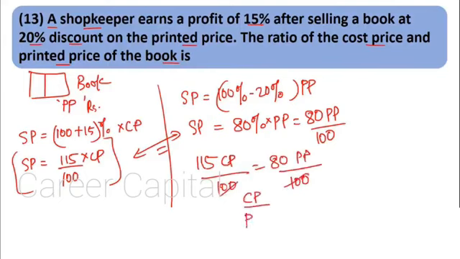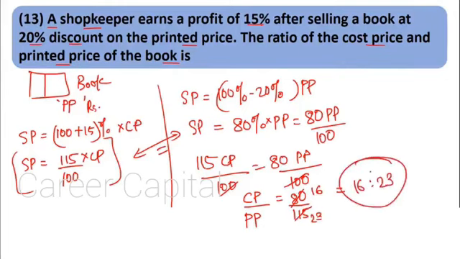Cost price upon printed price would be 80 upon 115, that is 5 ones are 5, this is 5 into 23, 5 ones are 5 over here, 30, 16. That is 16 is to 23 is the ratio of cost price to printed price. See how easily we got the answer.